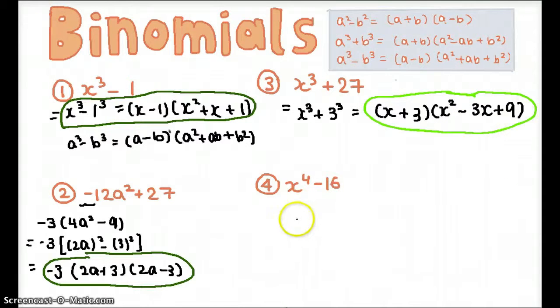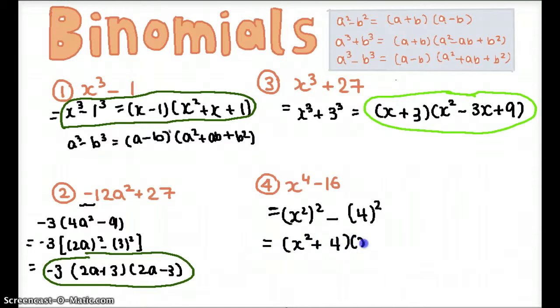Okay, now x to the power of 4 minus 16. We can write this out as x squared squared minus 4 squared. And if we look at this, it follows the a squared minus b squared rule, so we're just going to plug that in and write x squared plus 4, x squared minus 4.